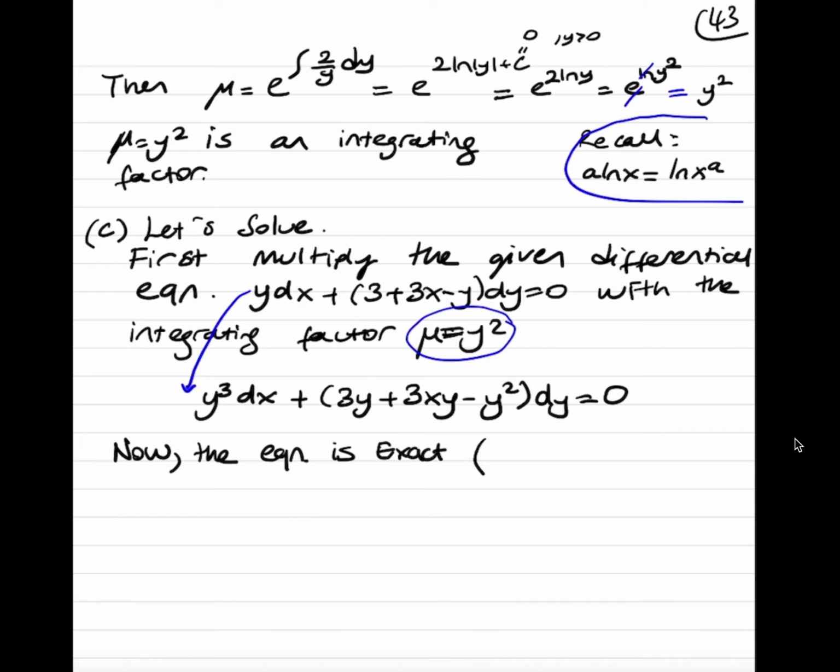Let's check it. We have the coefficient of dx. Now we have new M and N, so we forget the old ones. We are starting a new problem. So del M over del y is the derivative of y cubed, which is 3y squared, right? It should be equal to del N over del x.